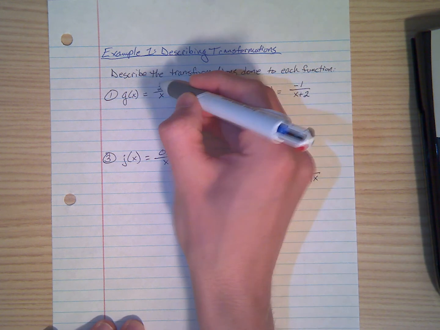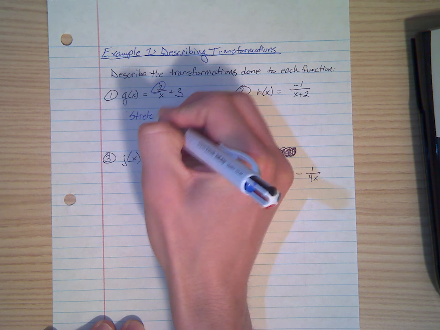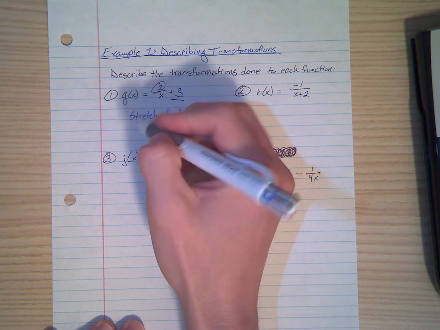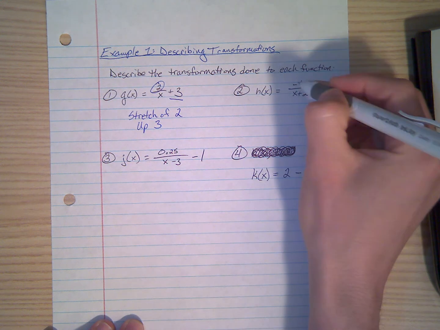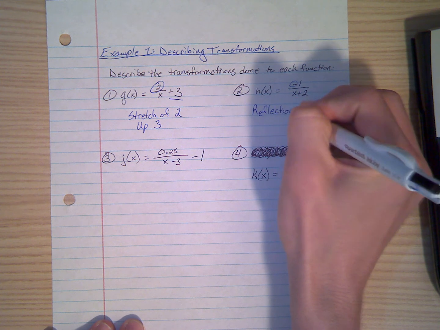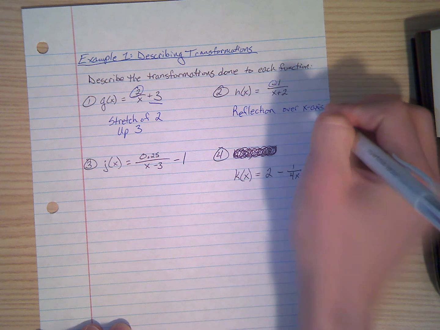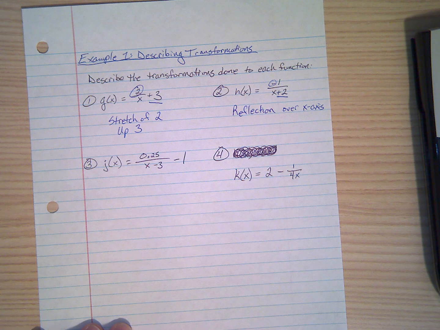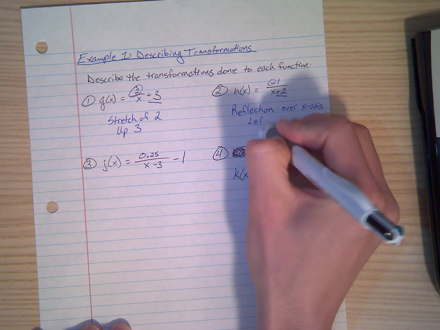Okay, the first one here, you have a 2. We talked about that. That's greater than 1, so this is a stretch of 2. And then this plus 3 is outside the fraction, so that means it's going up or down, and you follow the sign, so you would go up 3. On the second one, you have a negative, so that means it's a reflection, and for all intents and purposes, we are talking a reflection over the x-axis. And then finally, you have a plus 2, but it's inside the fraction. That means it's moving left and right, and we go the opposite direction, so we would go left 2.